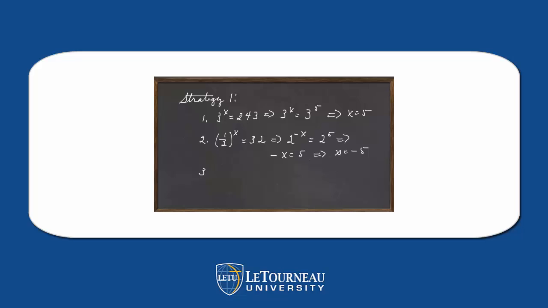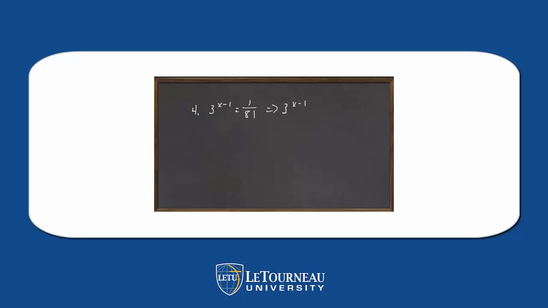Let's try another one here. How about e to the x equals 14? Well, in this case, we've got the natural log of e to the x equals the natural log of 14, so x is the natural log of 14. Then we'll use the calculator to help us figure out what the natural log of 14 is, which turns out to be 2.639.